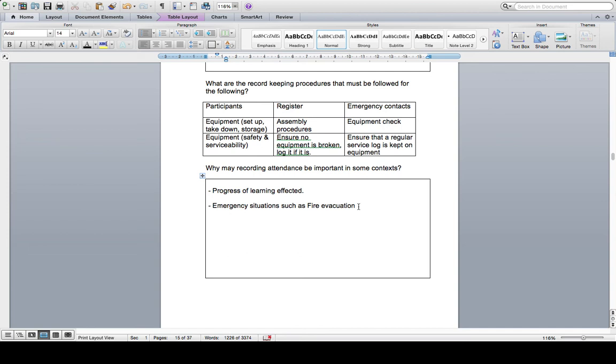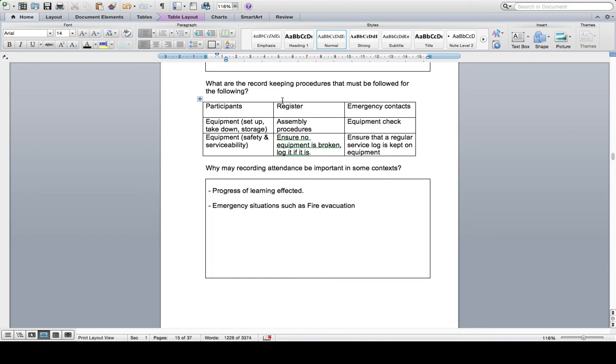You need to make sure, it's really important, that everybody you've logged in on that register is outside. And if not, that could mean that they're inside either the swimming pool or the gym that is on fire, and you need to tell the fire services when they turn up that you think you're missing a person, and they'll go in there and try and find that person as a matter of urgency.